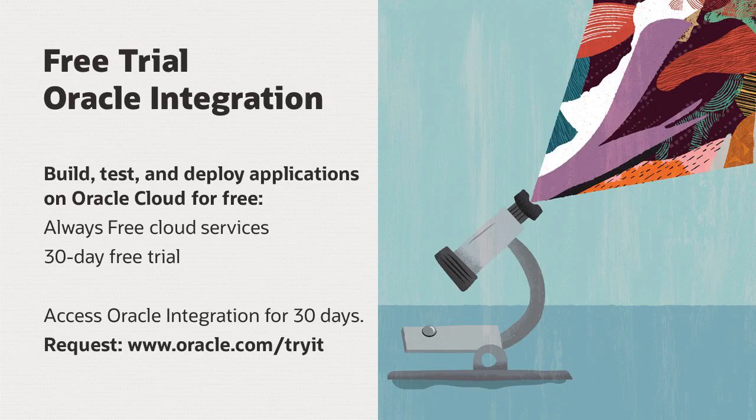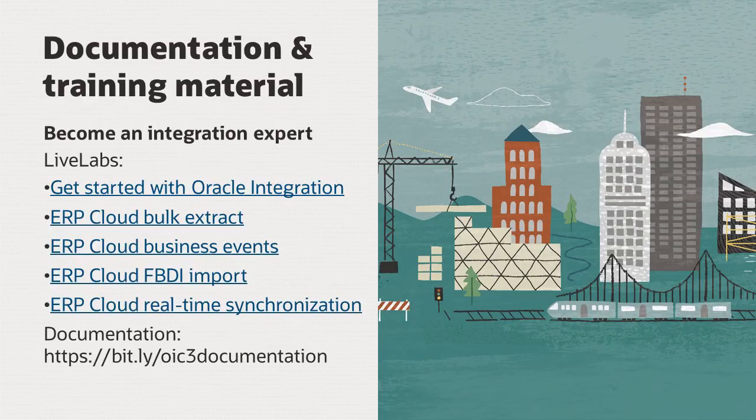If you want to try it, Oracle offers a free tier architecture, which is compute and storage. On top of that, you get a free trial for 30 days where Oracle Integration can be tested. You can request a trial at oracle.com/try-it. To build a demo or proof of concept, make use of the labs. We offer multiple labs now, part of the Oracle Live Labs system, which guides you through multiple use cases. And please make use of the documentation at OIC3 documentation.